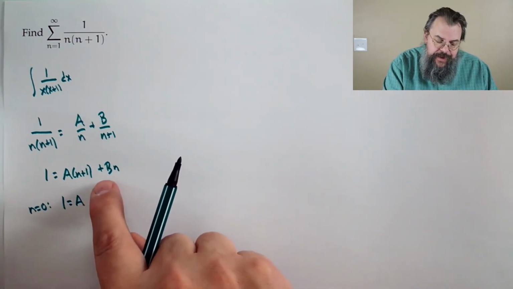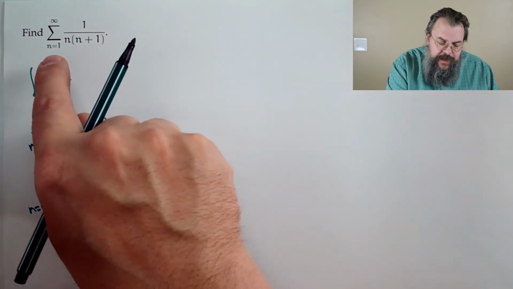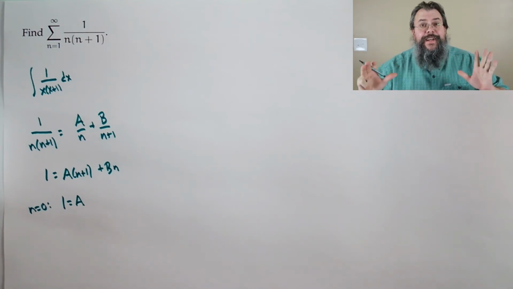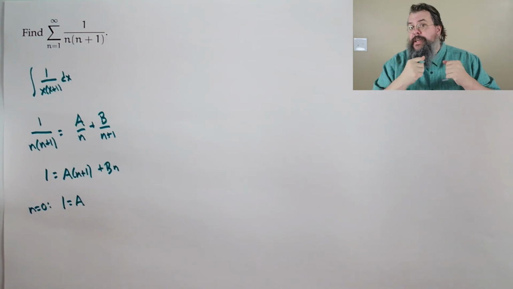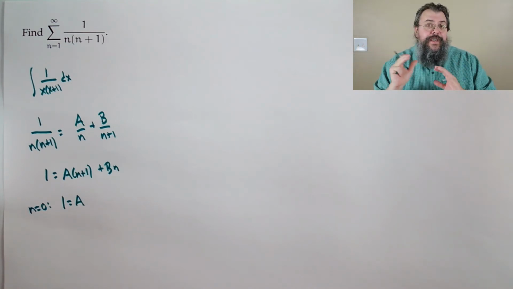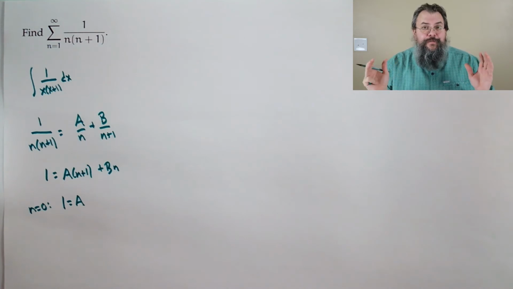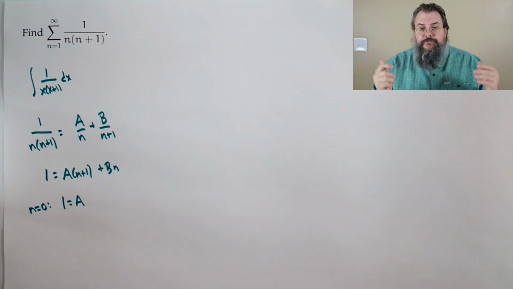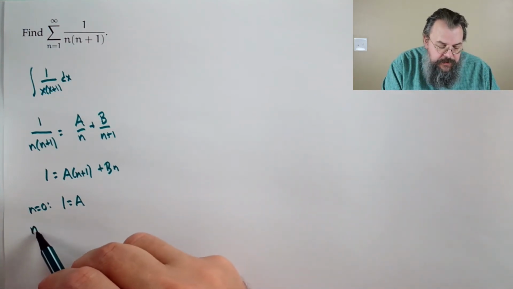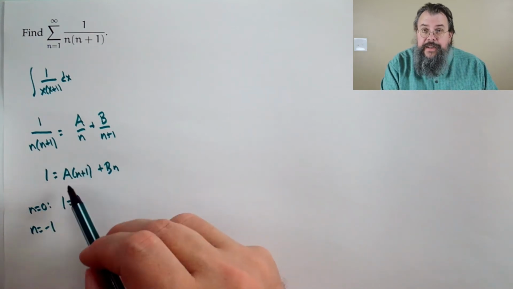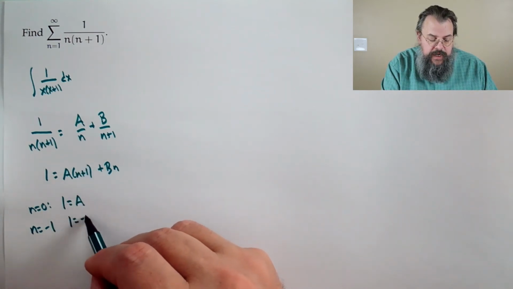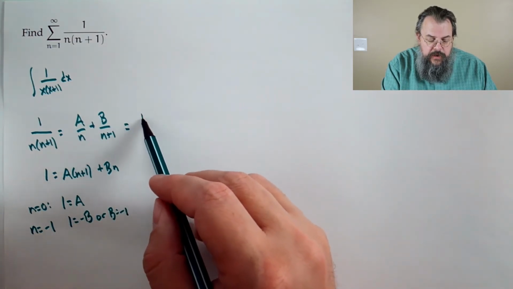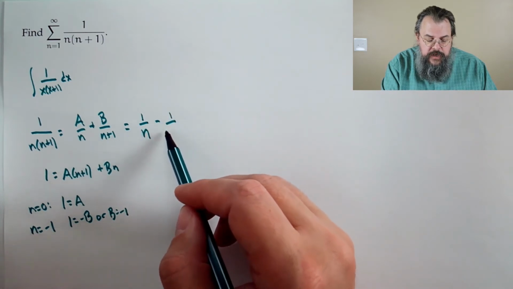Now you might say, wait, hold on. How can I choose n equals 0? n goes from 1 to infinity. Why am I allowed to choose n equals 0? Because right now we're just thinking of n as a variable, and it's a free choice. It can be any number we want. It doesn't even have to be a whole number. So we just choose convenient numbers. If we choose n equals minus 1, that gets the a term to cancel. 1 equals minus b, or b equals minus 1. So that's really 1 over n minus 1 over n plus 1.